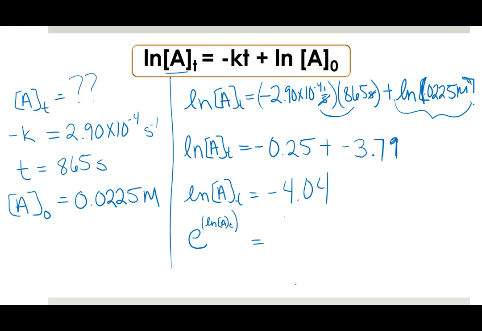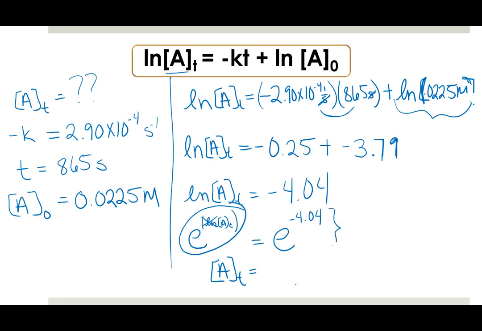And whatever I do to the left side, I also have to do to the right side. So I'm going to take e raised to the power of negative 4.04. What Euler's number does is essentially act as the reciprocal, or the opposite, of the natural log. So it cancels out the natural log. This side, the left-hand side of the equation, just becomes the concentration of A at time t. That's what we're trying to solve for anyway.